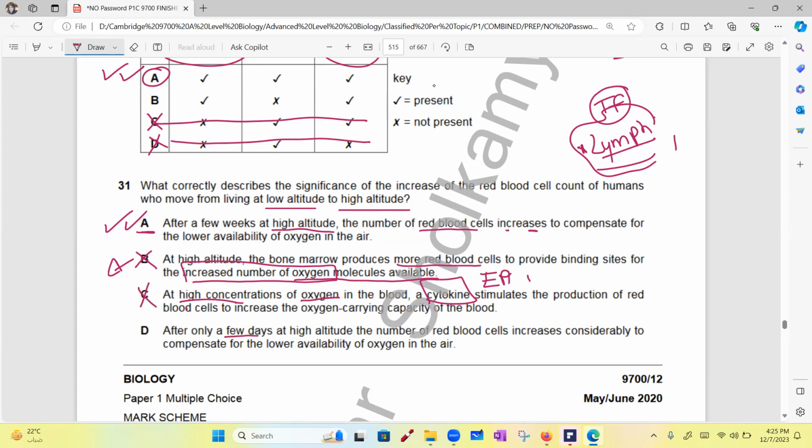After only a few days at high altitude, the number of red blood cells increases considerably to compensate for the lower availability of oxygen. Farouk, is D correct or wrong? It's wrong. You know why D is wrong? Because they're playing around with the words. Yes, the number of red blood cells will increase, but not considerably. Considerably means a lot, only after a few days. It should take weeks or months. It doesn't happen overnight. So D is wrong only because they're playing around with words. So what's the answer? We said A.